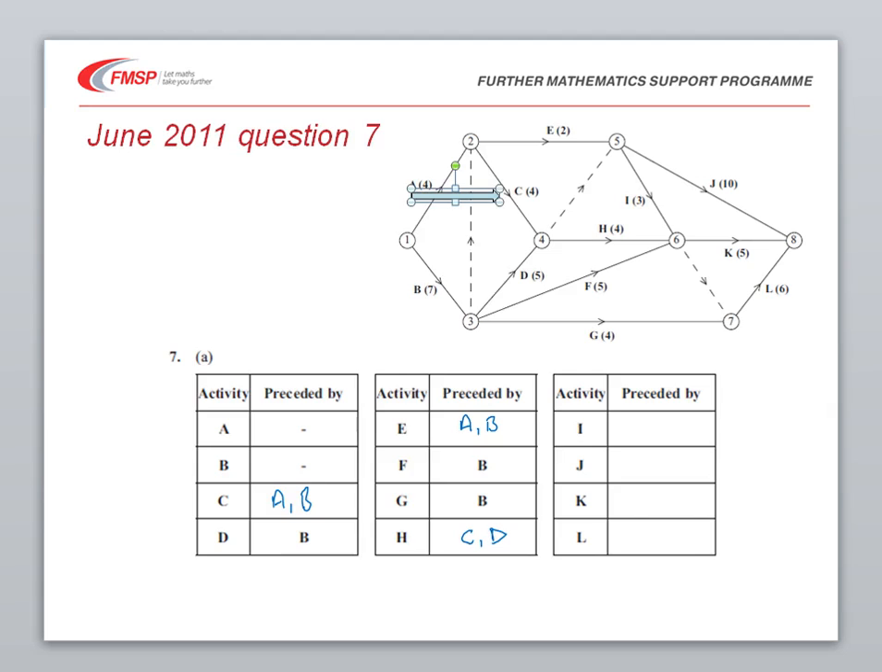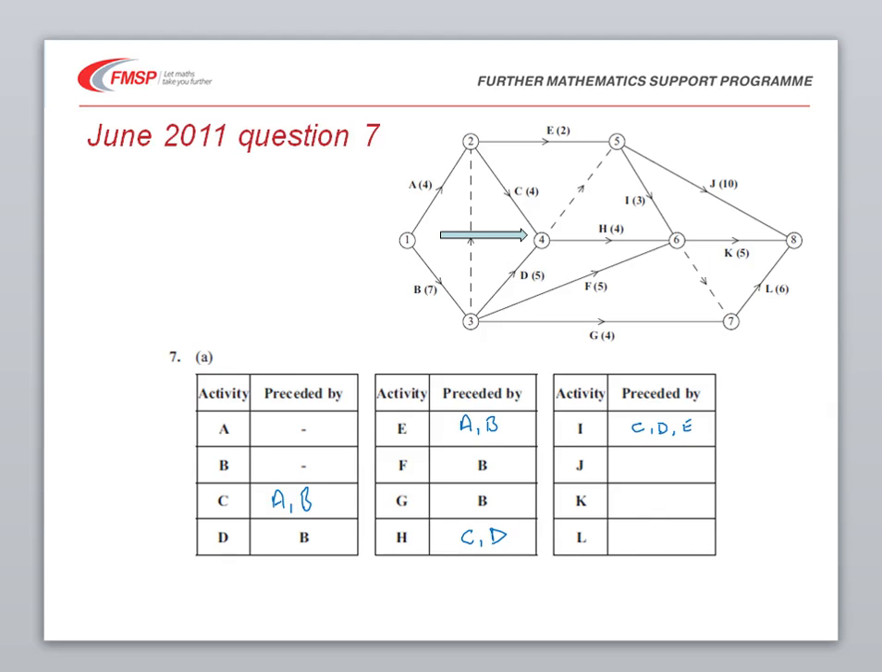I comes from event 5. And if we look at that one, we've got E, but we've also got this dummy activity in here. So we also need to then look back at where that's coming from. It's coming from event 4. So I depends not only on E, but also on C and D. So for I we can write in C, D and E.